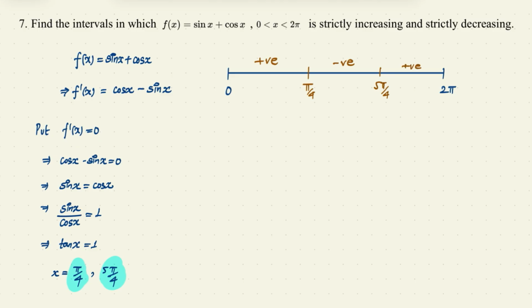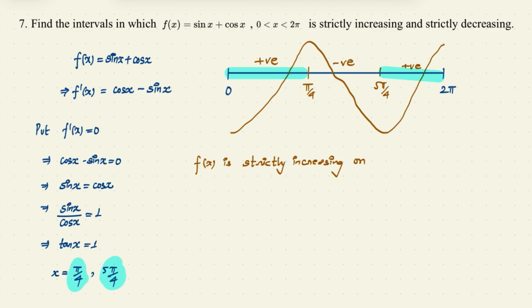Okay, that means this function is increasing from 0 to pi by 4, decreasing from pi by 4 to 5 pi by 4, and again increasing from 5 pi by 4 to 2 pi. And the question is asking at which interval this is strictly increasing, and we see that it is increasing from 0 to pi by 4 and from 5 pi by 4 to 2 pi. So my answer for strictly increasing will be f(x) is strictly increasing on (0, pi by 4).